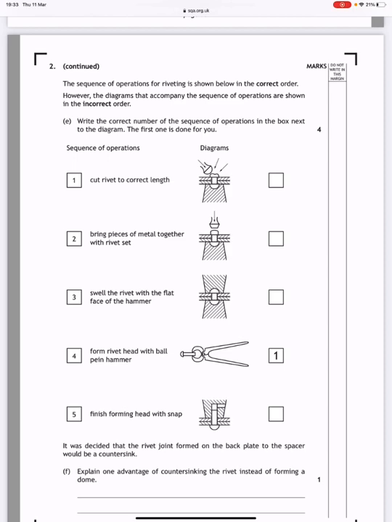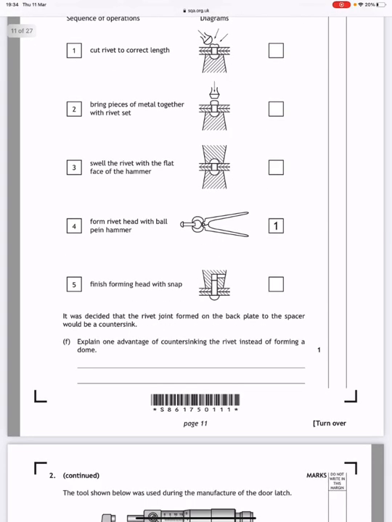Form the rivet head with a ball peen hammer, and that's going to be the very top diagram. You can see that the round head of the ball peen hammer hitting at an angle to begin to create the round head, and then finish forming the head with the snap. So that's the third one down, where we use both a snap underneath and a snap on top to finally form a nice round shaped head to the rivet.